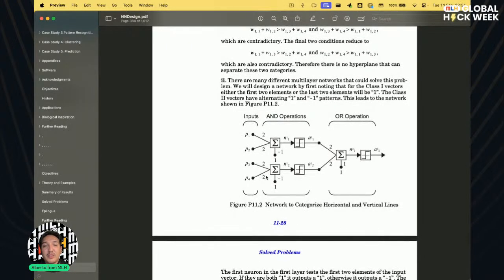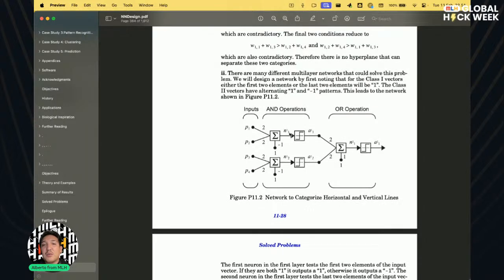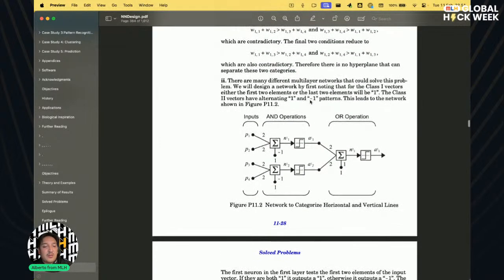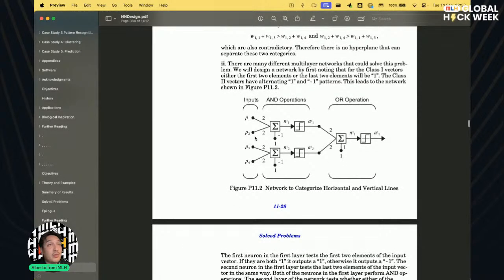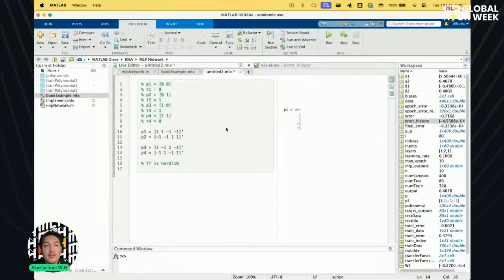So for solving this, there are many different multilayer networks that we can use to solve this problem. We design a network by first noting that for the class 1 vectors, either the first two elements or the last two will be 1. The class 2 vectors will alternate in 1 and minus 1 patterns. So this leads to the network we're showing here. What will be the representation for this? 4, 2, 1. So why not, we can write that.